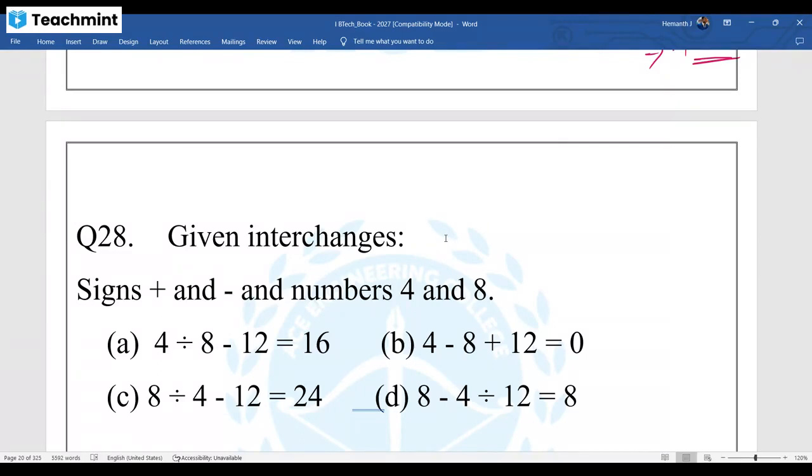Which are the options? Option B. So here, in place of 4, 8. In place of 8, 4. Minus place, plus place: 12 minus 12, 0. Option B only is correct. Wherever 4 is there, we have to put 8. Wherever 8 is there, change to 4. Plus as minus, minus as plus. That is the interchange they gave.